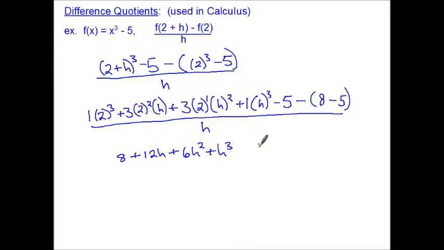And then I've got a minus 5, and then this is going to be minus the 8 minus 5, which is a 3. So minus 5 minus 3. And again, all over h. Good news about all those numbers without h's on them, 8 minus 5 minus 3, those all cancel themselves out.